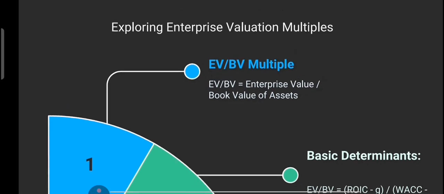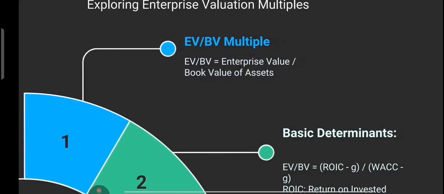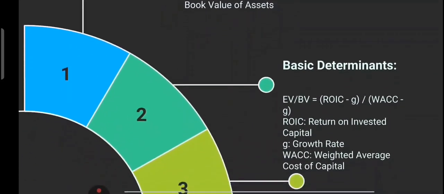Again I am repeating it. This helps you understand how much the investors are willing to pay compared to book value. Now the question is, what are the basic determinants of this EV upon BV? What drives this EV upon BV?